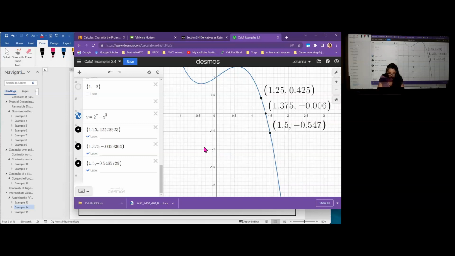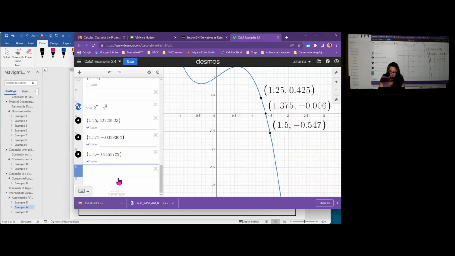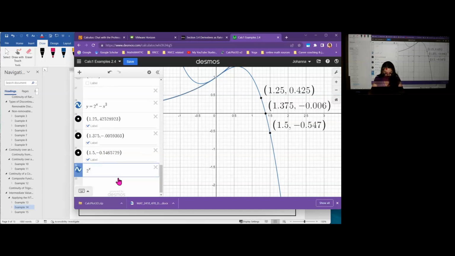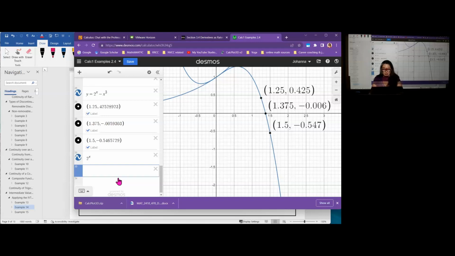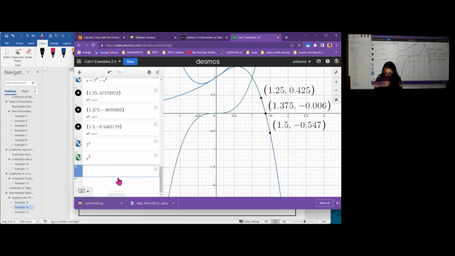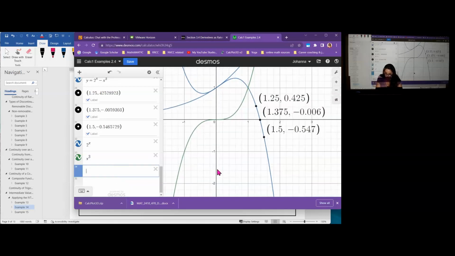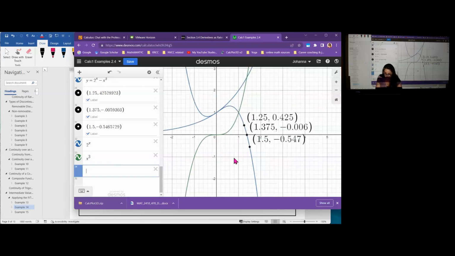Let's now take a look at the original question, which was, is there a solution to 2 to the x equal to x cubed? I'm going to type in the function 2 to the x and graph it, and the function x cubed and graph that function. Now, when I do that, the question is, is there a solution? In fact, it looks to me like there's more than one.